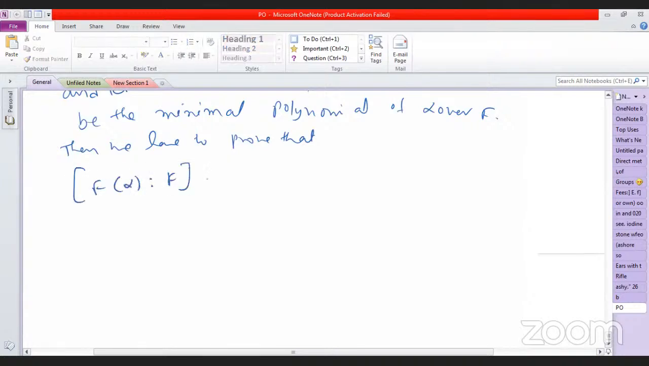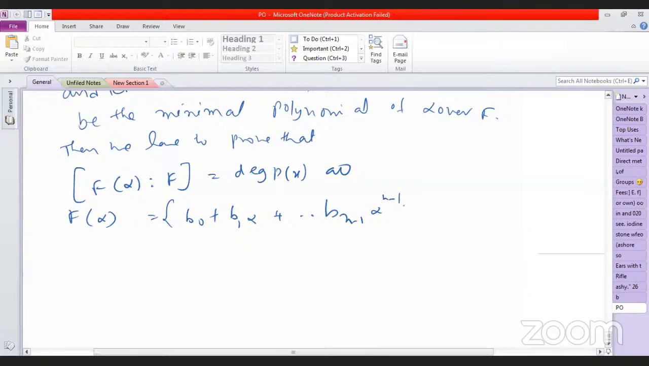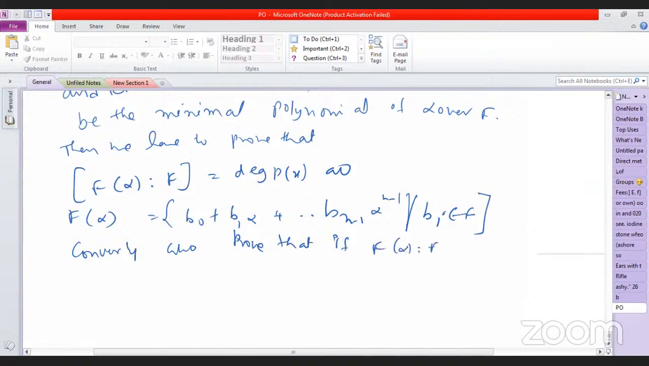F(alpha) over F has degree equal to the degree of P(x), and F(alpha) equals b0 + b1 alpha + ... + b(n-1) alpha^(n-1), where each bi belongs to F. Conversely also, prove that if F(alpha) over F is finite, then alpha is algebraic over F. This is the statement. Now we have to take the proof here.